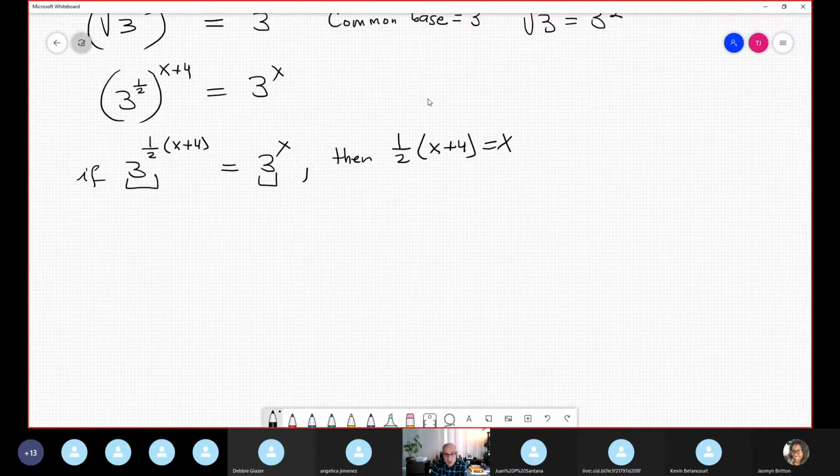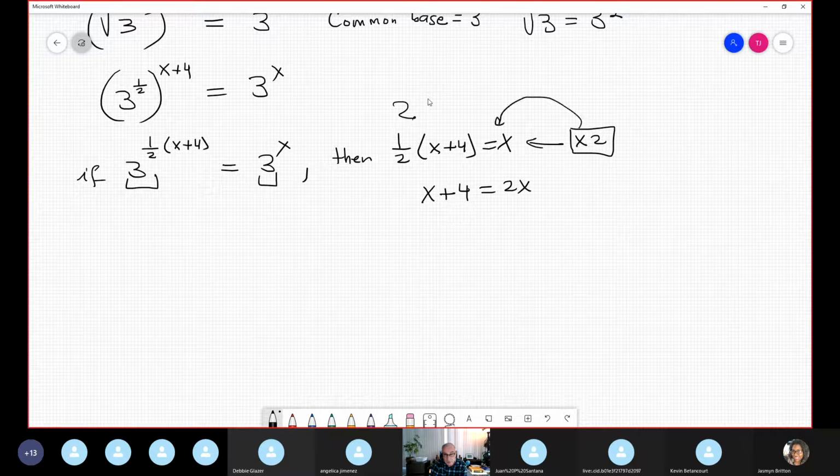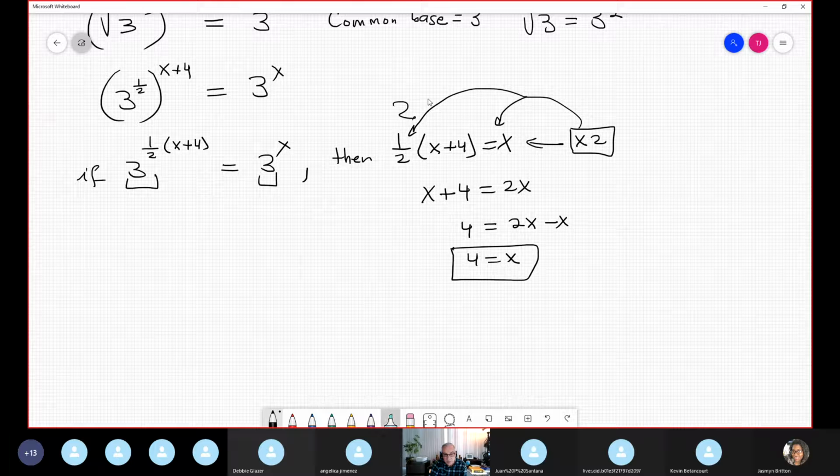Well, you don't like fractions, and me too, so you multiply the entire equation by 2. 2 times 1/2 is 1. So we have x plus 4 equal to 2x, because you multiply it by this and by that. Well, we have 4 is equal to 2x minus x, and 2x minus x is x. And this is the answer. x equals 4 is the answer. Beautiful.